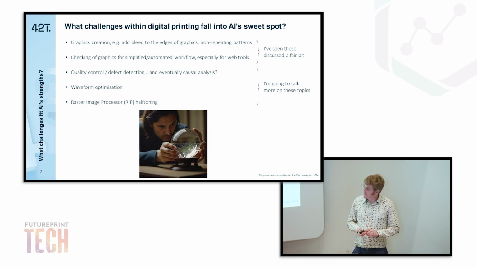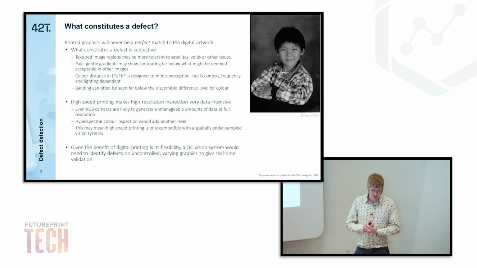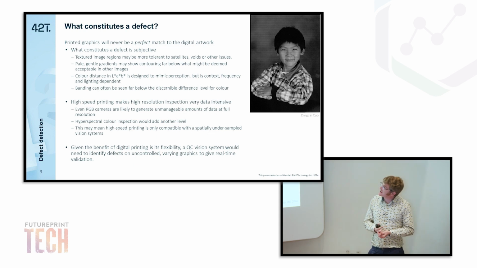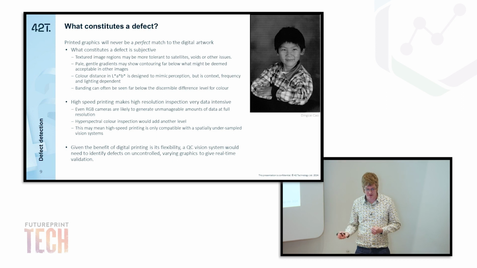So quality control and defect detection. Printed graphics will never be a perfect match for digital artwork. So you don't get exactly what's on the file. There will always be deviation. So what constitutes a defect is actually subjective. And it's also worth saying that textured image regions may be pretty tolerant to some of the things that may constitute defects in other parts of the image. Where some parts of the image, you just want it to be as smooth as possible. Other parts, you want to get that detail in.